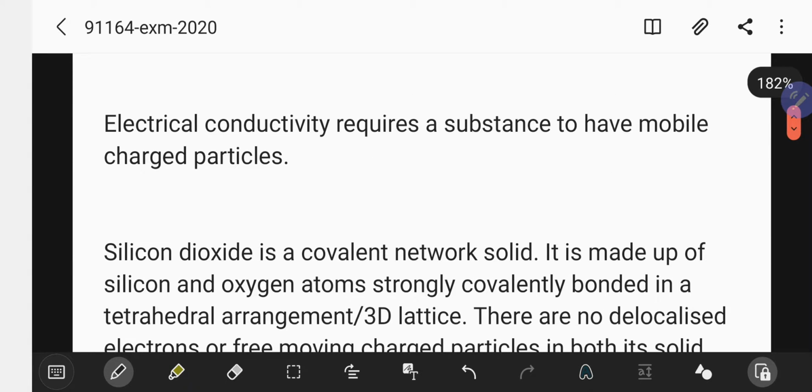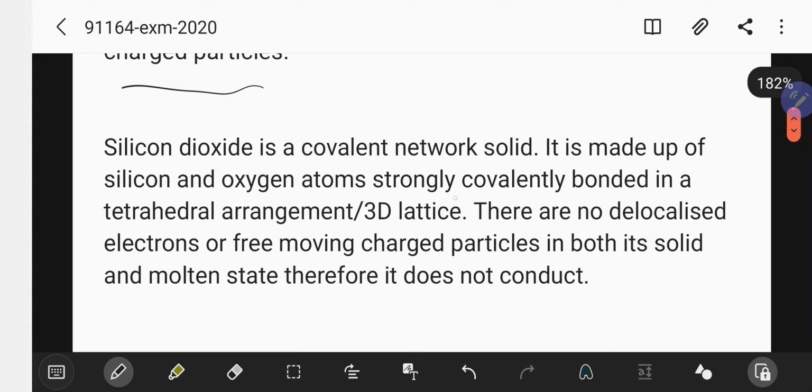And we can just write this like this. For electrical conductivity, it requires a substance to have mobile charged particles, so that's like free moving. Silicon dioxide is a covalent network solid made up of silicon and oxygen atoms, so you could just write atoms strongly covalently bonded in a 3D lattice. There are no delocalized electrons in both its solid and molten state, so it does not conduct.